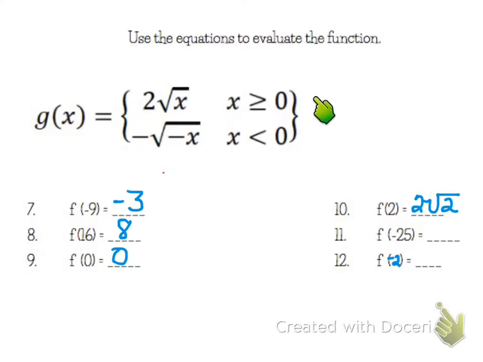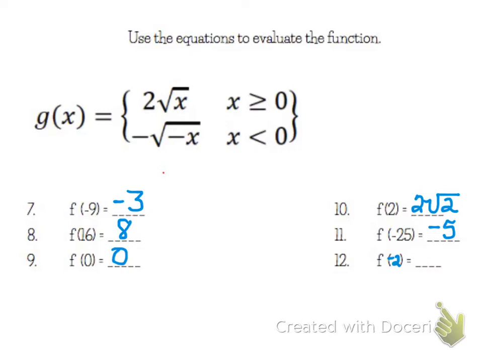-25. Pick which equation you're going to plug that into, the first one or the second one. If you thought the second one, you were right. When you plug in a -25 for x, it's going to be -25, but then you convert it to a +25. The square root of +25 is 5, and then you negate that answer. So the answer will be -5.